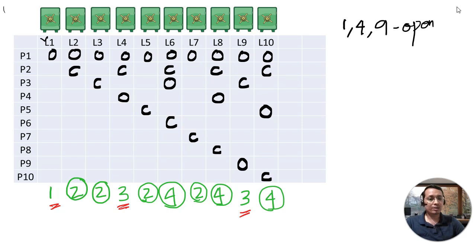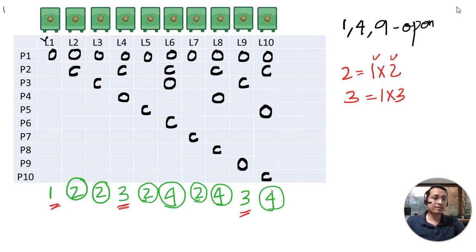How many factors does 2 have? 2 has 2 factors. 1 multiplied by 2 is 2. So 2 has 2 factors, so the locker has been touched 2 times. How many factors does 3 have? 3 also has 2 factors, right? 1 multiplied by 3 is 3. Only 2 factors. So 3 is touched twice.